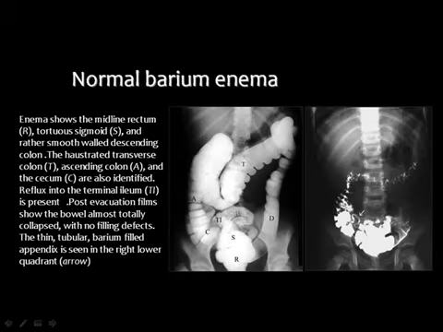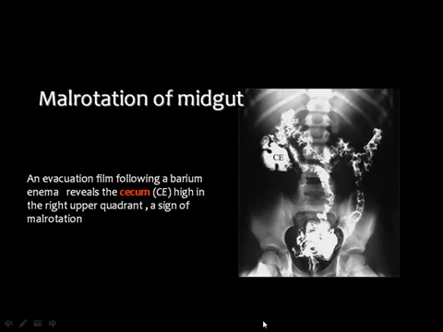Then finally, we came to the assessment of the colon, and the colon is assessed by the barium enema. And this is the normal appearance of the barium enema, showing the different colonic segments as well as part of the terminal ileum due to reflux of barium in the small bowel secondary to incompetent ileocecal valve. And in this evacuation film, you can see clearly the appendix, which is well delineated by barium.